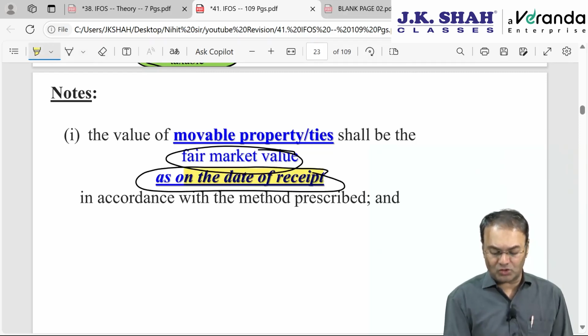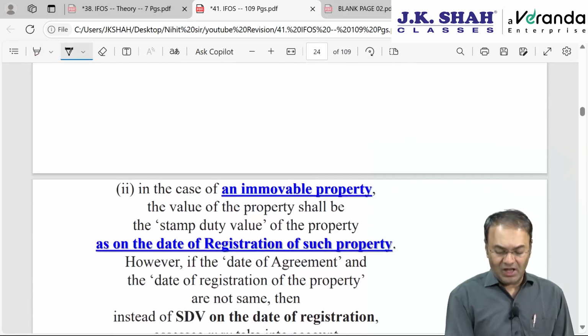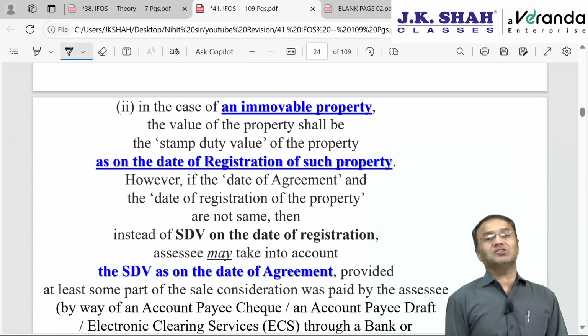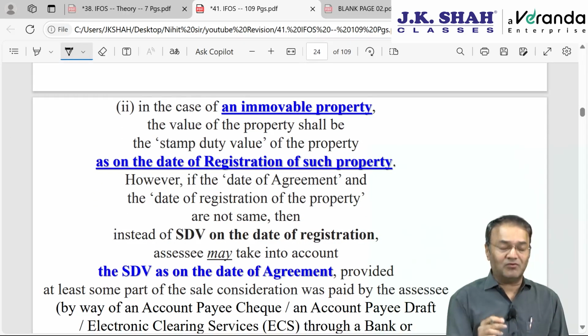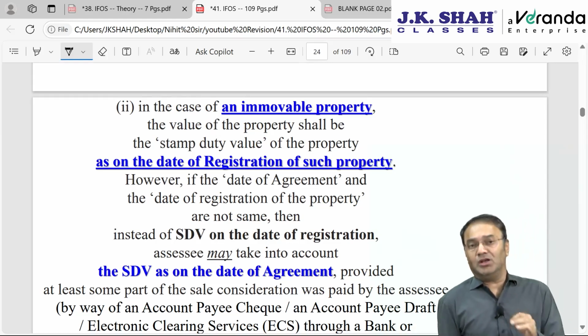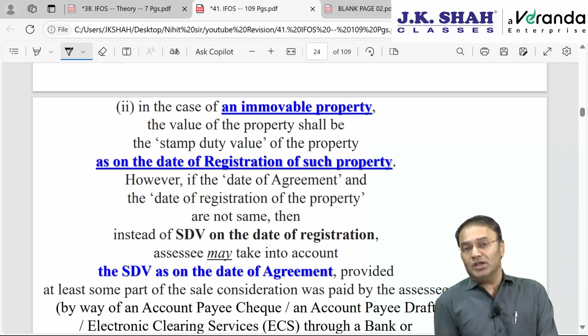Keep it in your mind, it should be as on the date of receipt. However, as far as immovable property is concerned, we have to take stamp duty value. Stamp duty value as on what date? There are multiple dates possible with regards to immovable property.